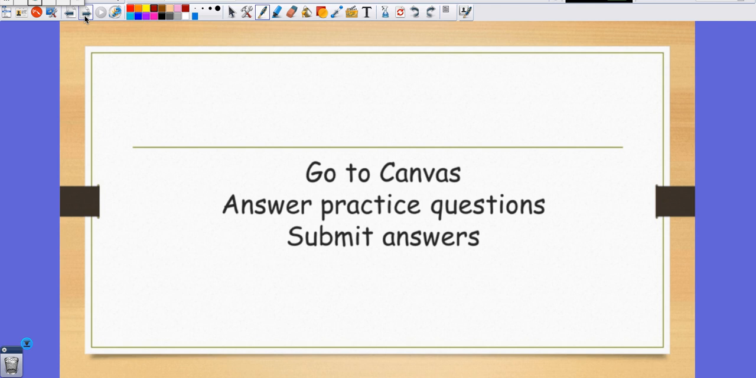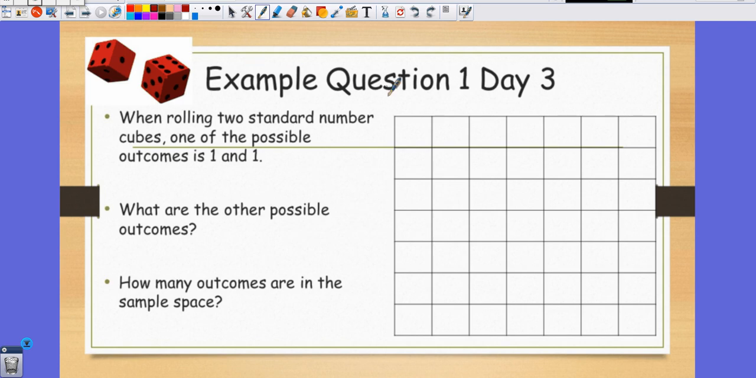Uh-oh, I put this in the wrong spot. Not yet. Okay, so we're going to do example question number 1 for today. It says we're rolling 2 standard number cubes. And here's an example at the top of what the standard number cubes look like. They normally go 1 through 6. They look like dice. One of the possible outcomes is 1 and 1. Now it's asking us what are the other possible outcomes.